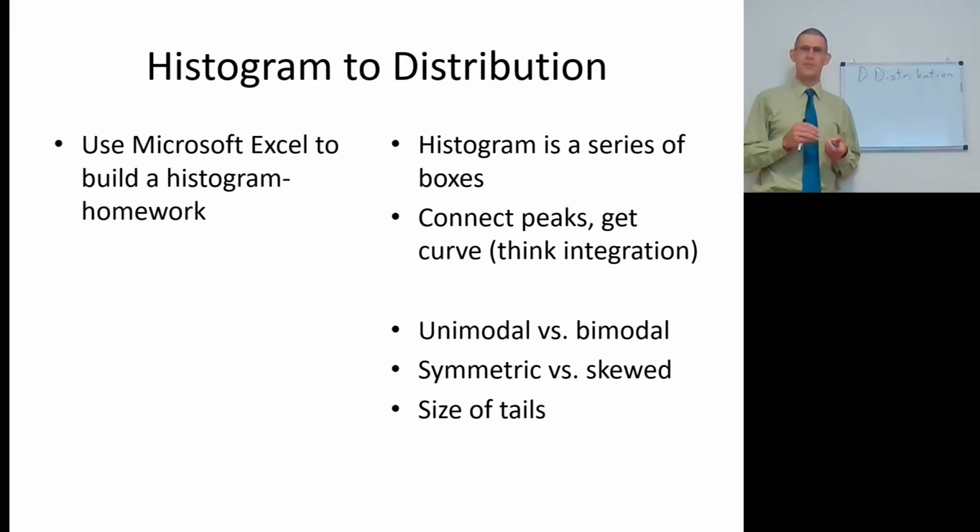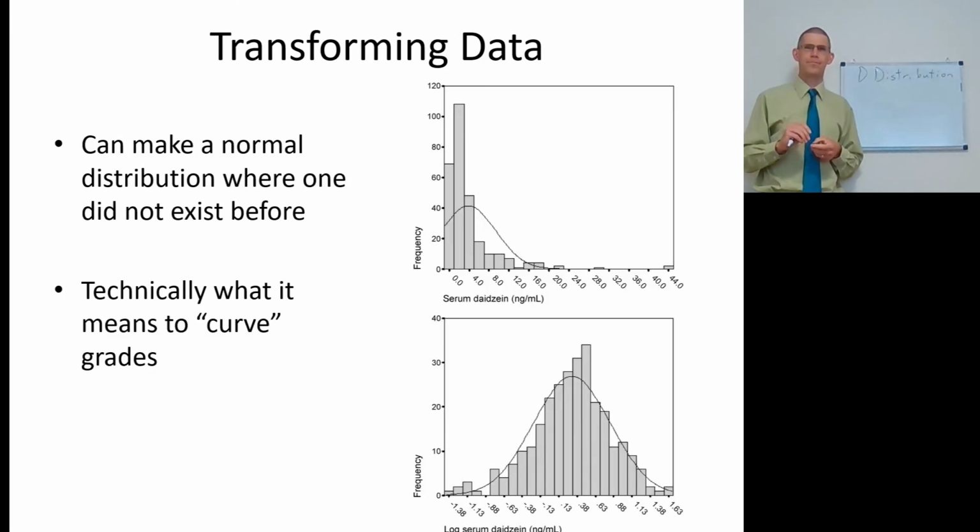Bimodal versus unimodal. Symmetric, meaning both sides are the same, versus skewed, pushed one or the other. And also think about how long the tails are. So that's the sloping off. How long is that slope? It tells us something about the population.